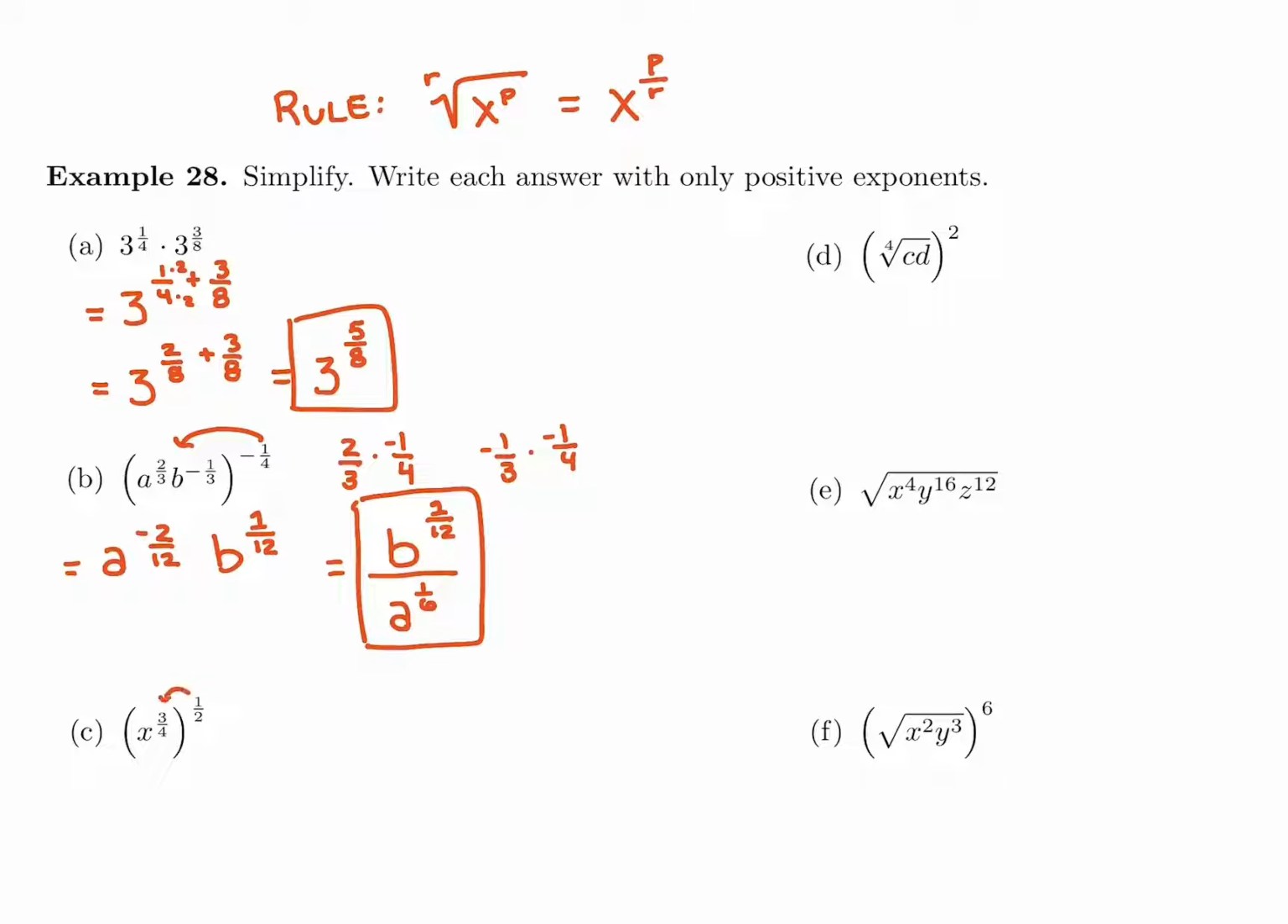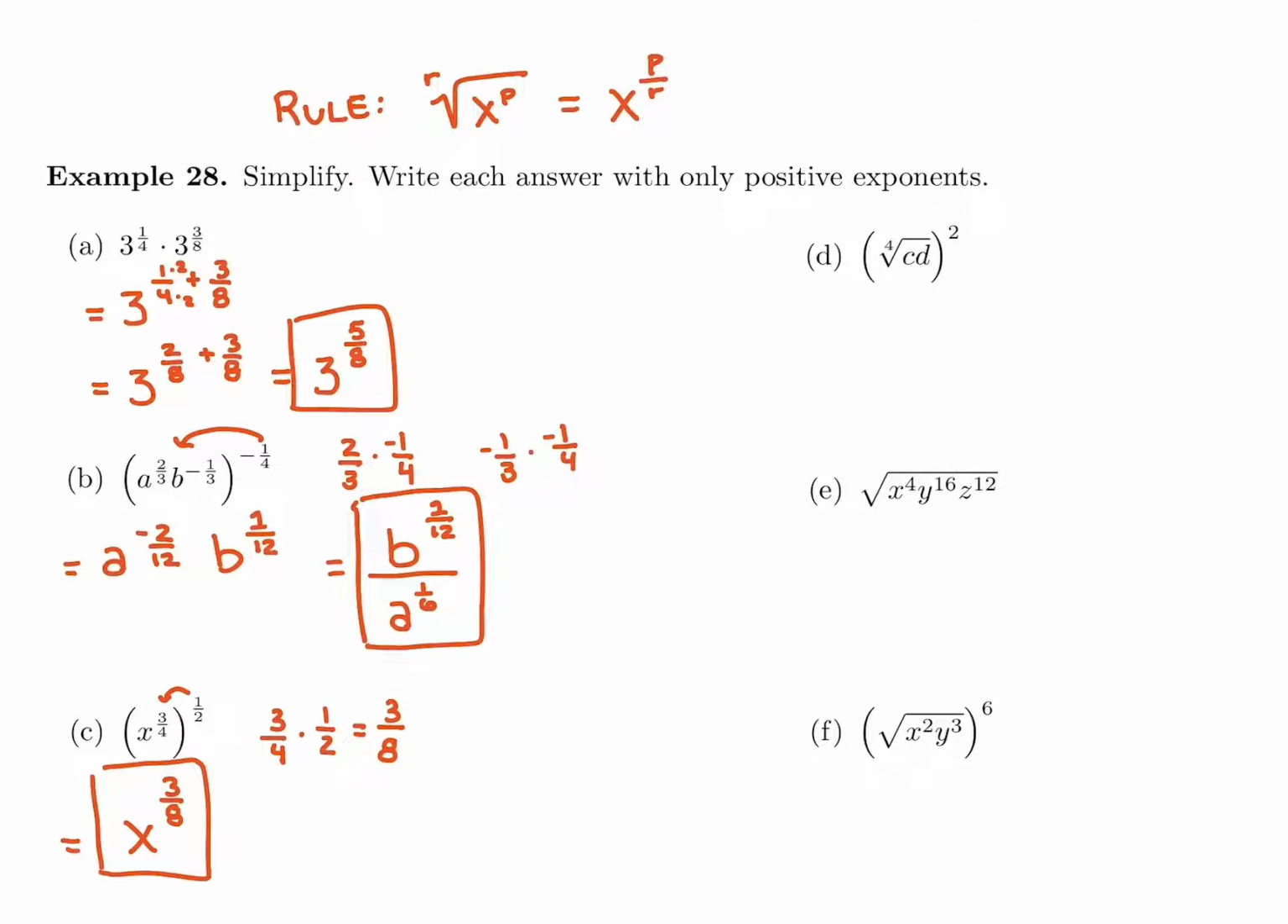Same thing with the next one. Raising a power to a power means multiplication. So I'm going to do 3/4 times 1/2, either myself or my calculator. In the top, 3 times 1 is 3. In the bottom, 2 and 4 are going to multiply to be 8. So we are going to get x to the 3/8, which does not reduce. So we'll leave it just like that.